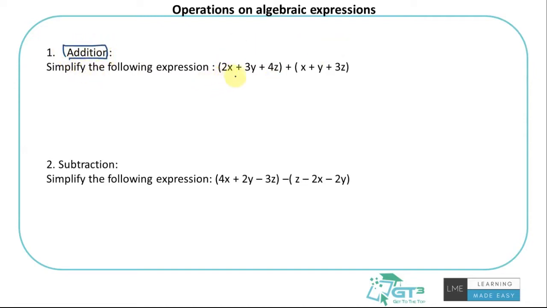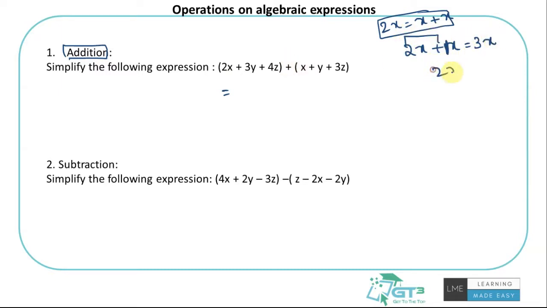Let's say I'm doing 2x plus 3y plus 4z plus x plus y plus 3z. What will be the final expression after I simplify? One thing you need to understand is this. What is 2x? Basically if I add x 2 times, I'll get 2 into x, right? That is what this means. So if I am adding 2x plus x, x is like 1x. So 2 plus 1, 3x.